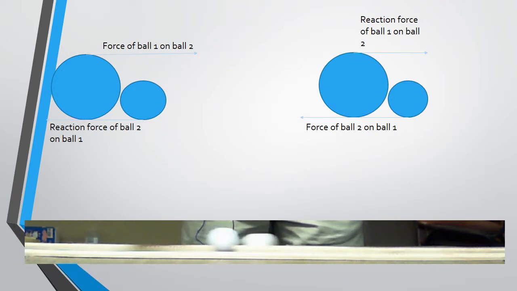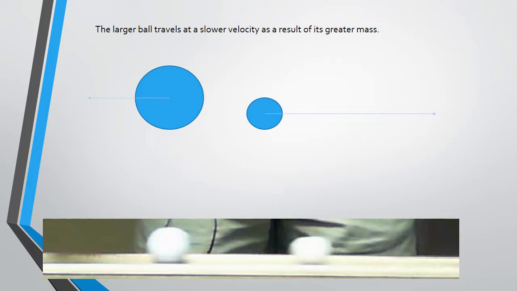The force of ball 1 acts on ball 2, and ball 2 exerts a reactionary force on ball 1. Ball 2 exerts a force on ball 1, and ball 1 exerts a reactionary force on ball 2. The larger ball travels at a slower velocity after the collision as a result of its greater mass.